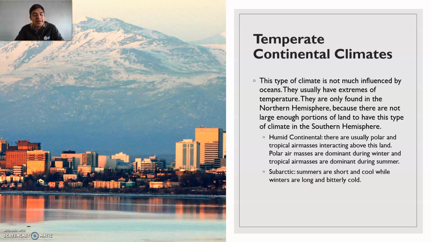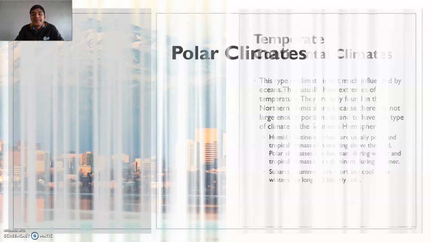There is another one which is subarctic, in which summers are short and cool, while winters are long and bitterly cold. So in some regions, like I was mentioning, especially in Canada and some northern sections of North America, the weather is pretty much going to be cold all the time. Even in summer, it is going to be pretty cold.